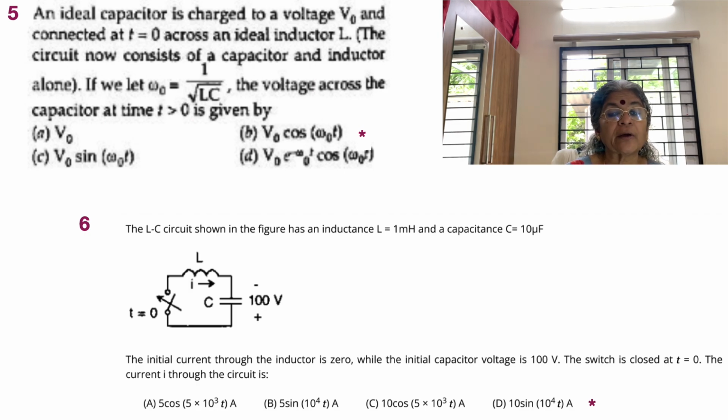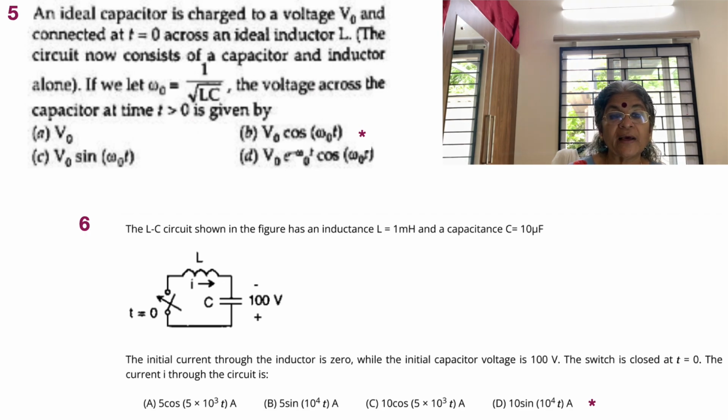The voltage across the capacitor at t greater than 0 is, of course, an oscillatory circuit, so it's either cosine or sine. And we also have omega naught, because that's the frequency of oscillation, and t. And of course at t equal to 0, we have the voltage across the capacitor at t greater than 0.